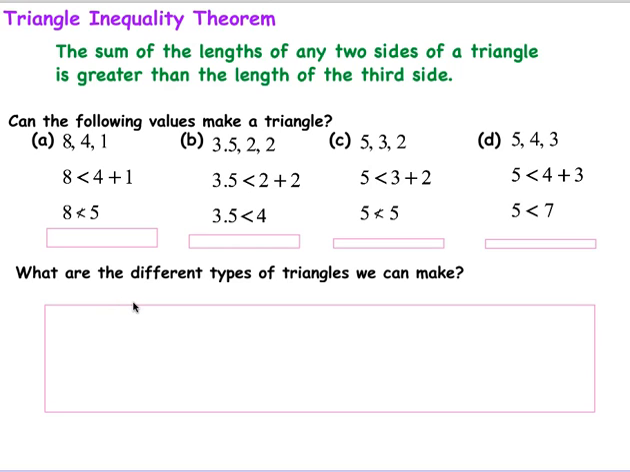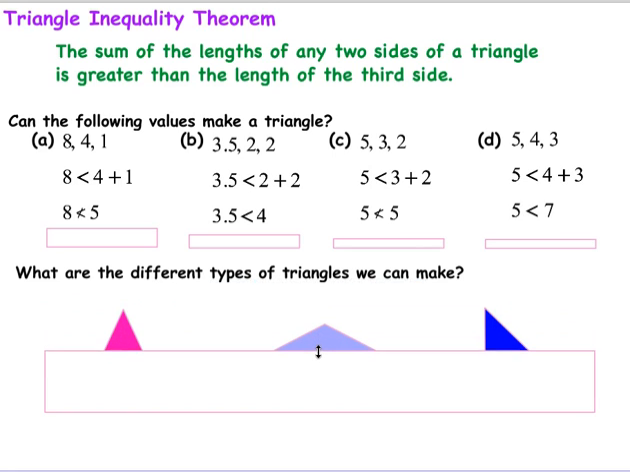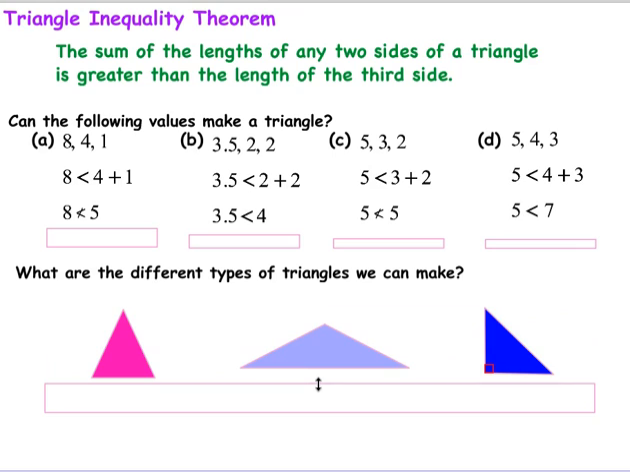What are the different types of triangles that we can make? So if you can recall from a while ago, we identified triangles based on the angles, and we said that we can have acute, obtuse, and right triangles. And in the next lesson, we'll be able to figure out, using the Pythagorean theorem, how to determine whether we're having an acute, obtuse, or right triangle.